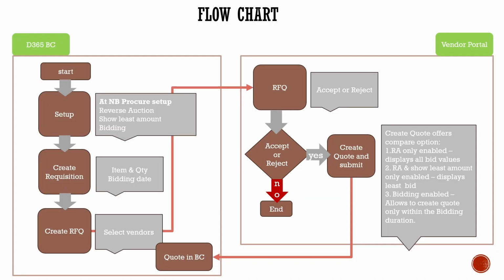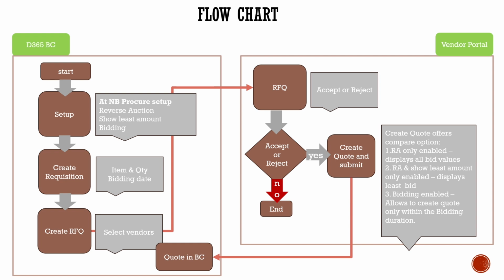Let's look at, as a flow, how does it start? So first, obviously, we need to do the setup of NB Procure. Then we have the purchase requisition. Then while creating the requisition, we can flag the bidding timelines and so on. And the buying team can float multiple RFQs for a set of select vendors.